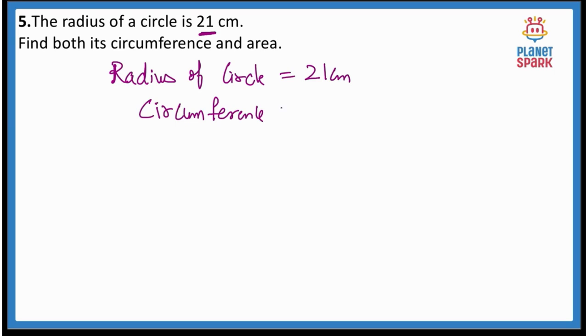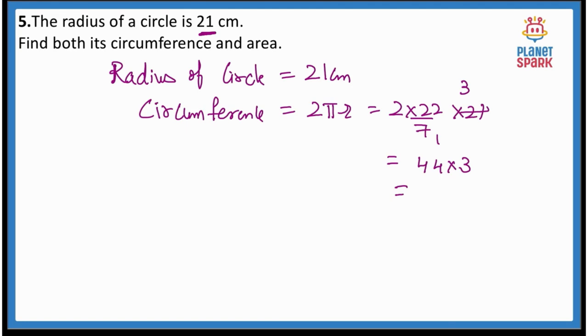2 into 22 by 7 into r, and r is 21. 7 and 21 will get cancelled. 2 into 22 into 3, that means 44 into 3 is going to give me my circumference. And 44 multiplied by 3, we are going to get 132 centimeter. So the circumference of the circle is 132 centimeter.